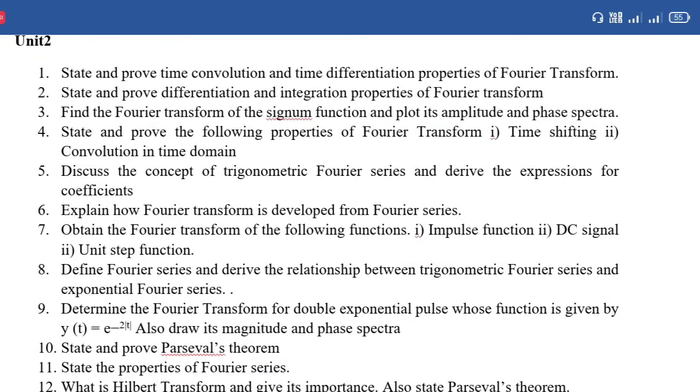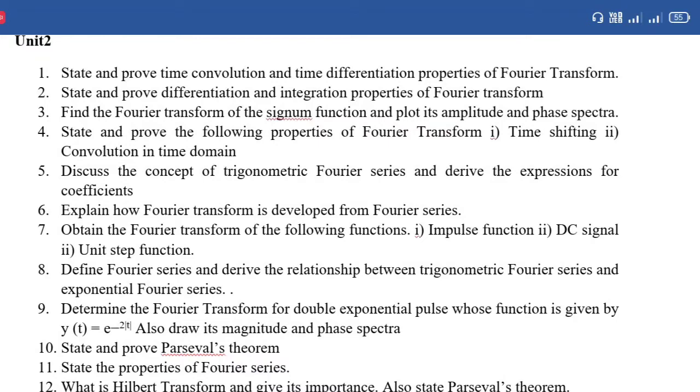State and prove time convolution and time differentiation properties of Fourier transform. State and prove differentiation and integration properties of Fourier transform. Define the Fourier transform of the signum function and plot its amplitude and phase spectrum. State and prove the following properties of Fourier transform: time shift, convolution in time domain. Discuss the concept of trigonometric Fourier series and derive the expression for coefficients.